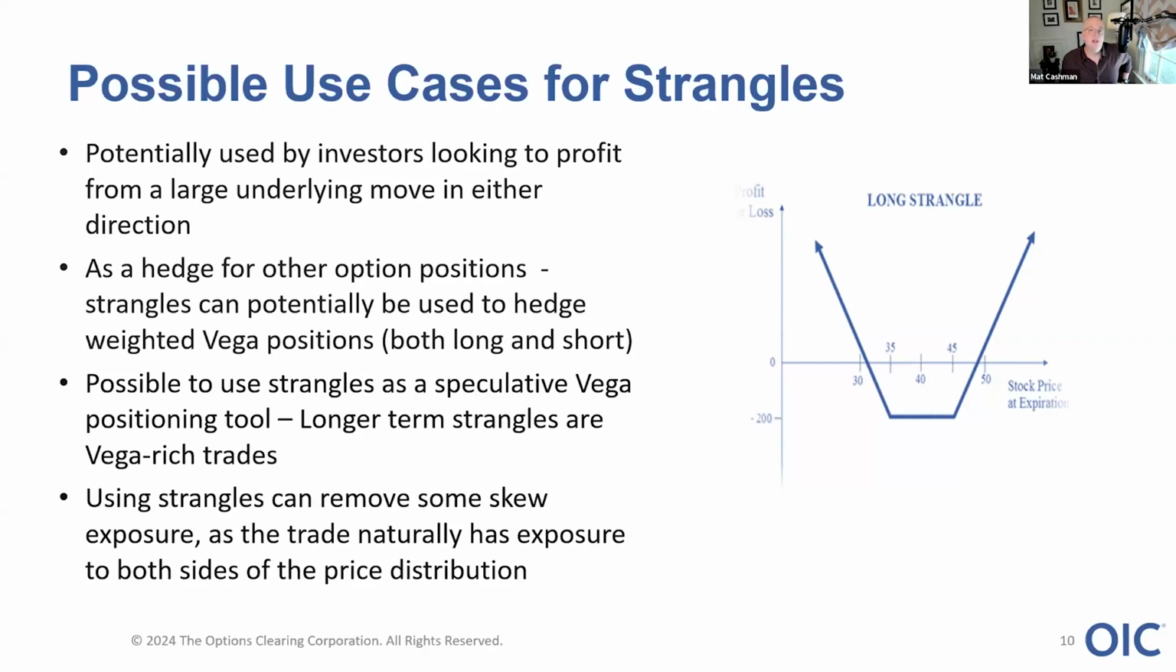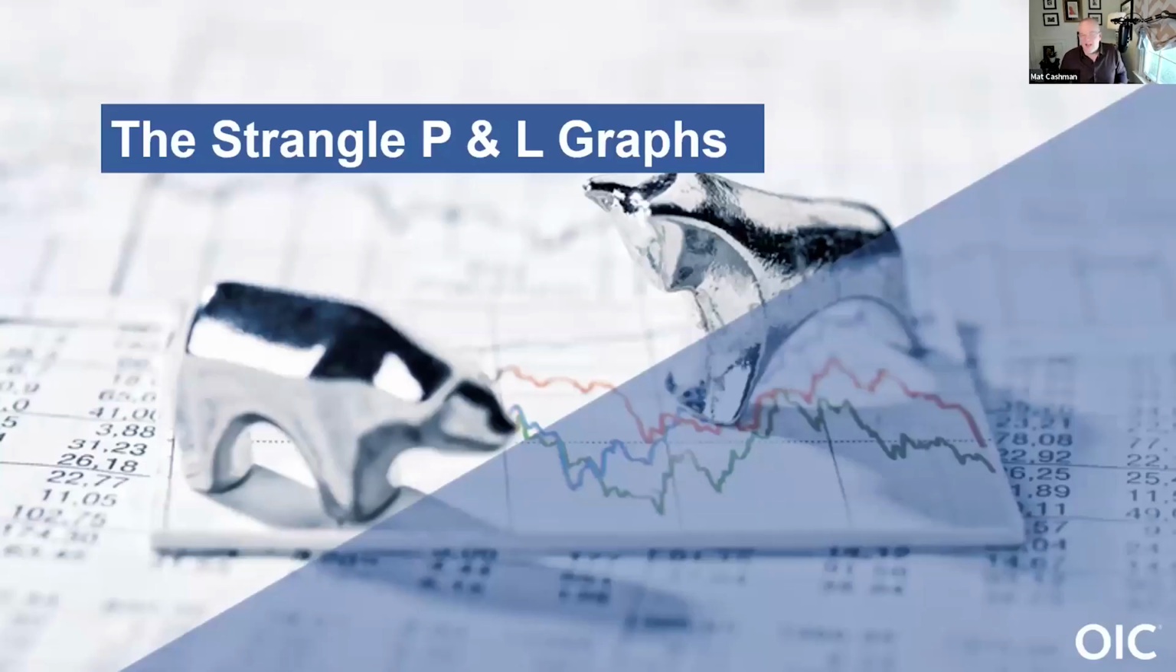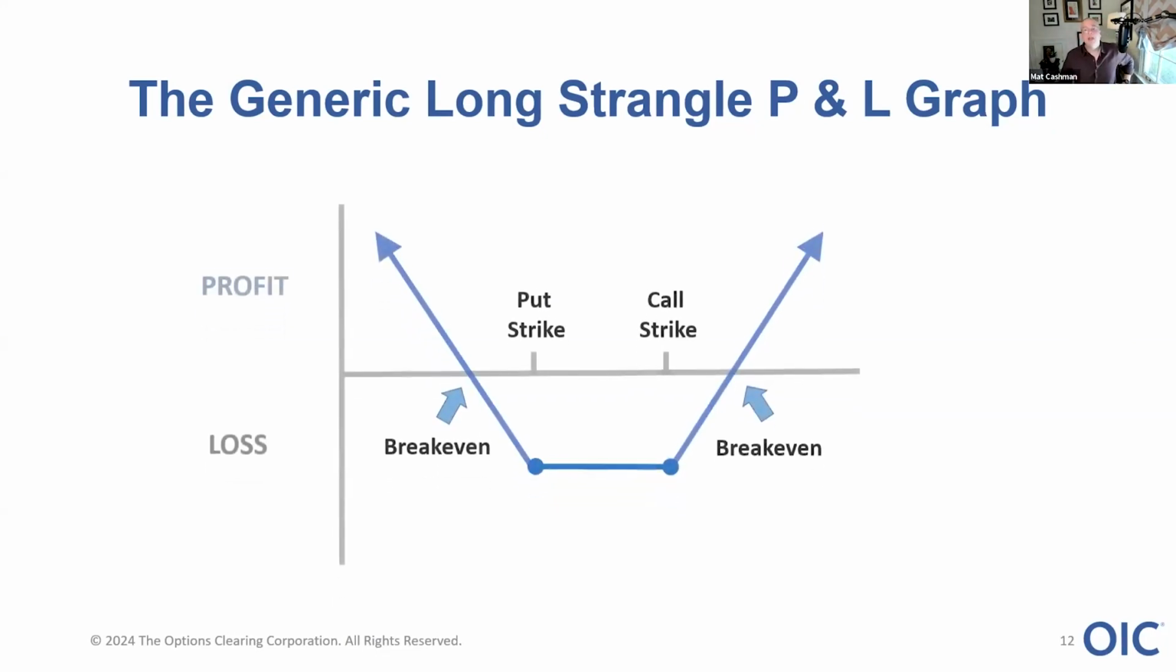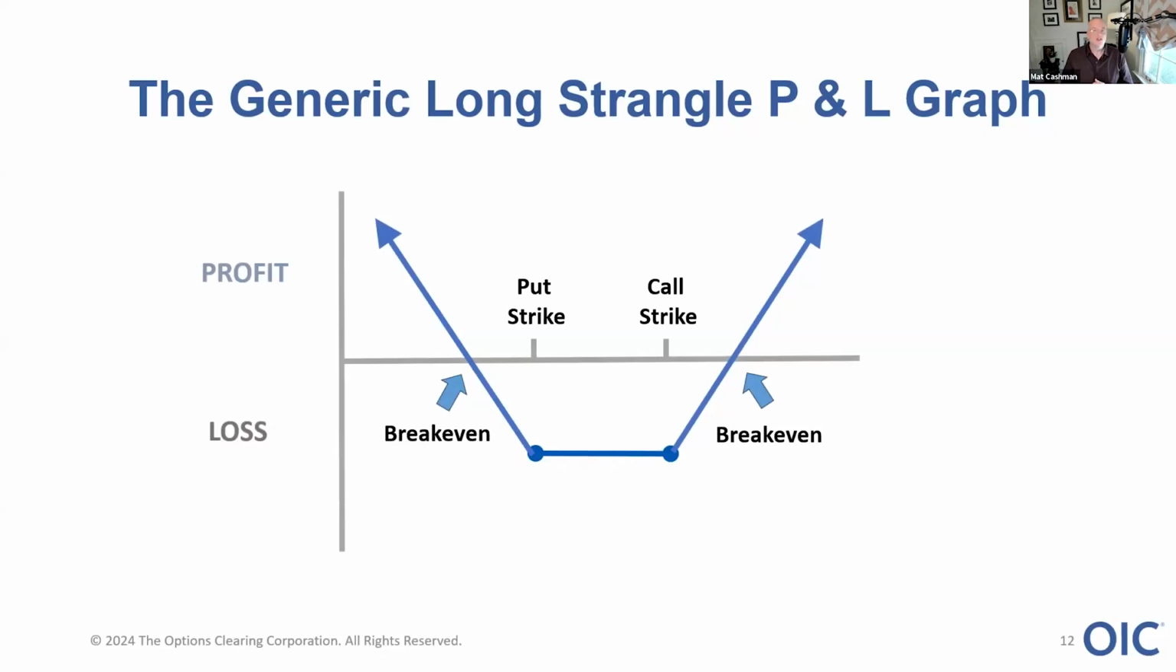Let's talk about what these P&L graphs really look like. Like I said, they're pretty simple. Because strangles are just two options, what you're dealing with is a put strike, a call strike, and how much premium you paid for it and or sold it for. So if you think about it in that way, your strangle graphs are always going to look like this in some way, shape, or form from the long side. This is the generic long strangle P&L graph.